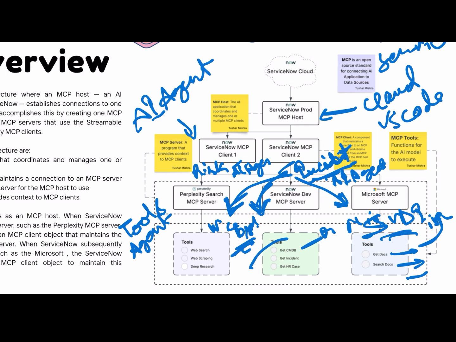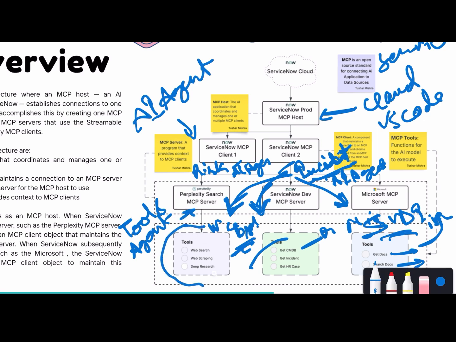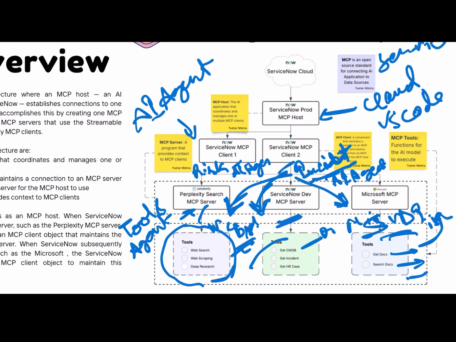Each MCP server has multiple tools associated with it, and the grouping of tools is basically the MCP server. The MCP server provides context or acts as a tool for the AI agent. Now, if this incident AI agent wants to get, suppose, an HR case, it can use the ServiceNow Dev MCP server to get the HR case. So now these are the different components of the MCP architecture.